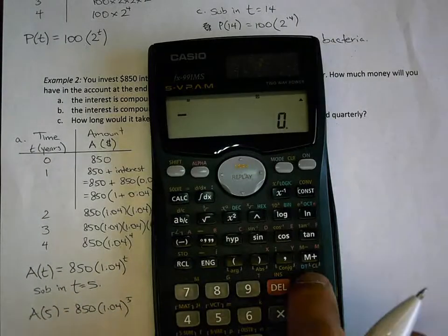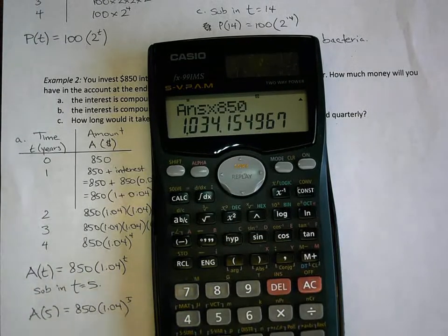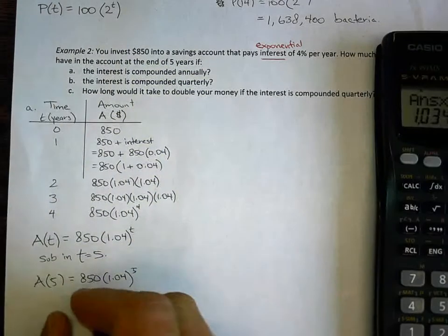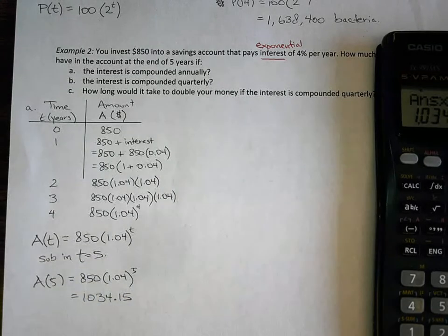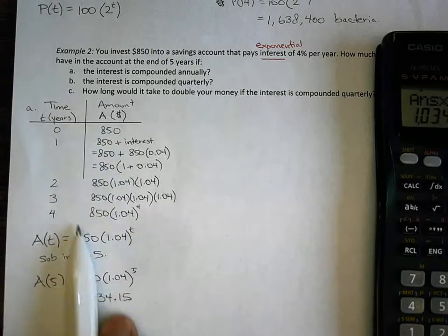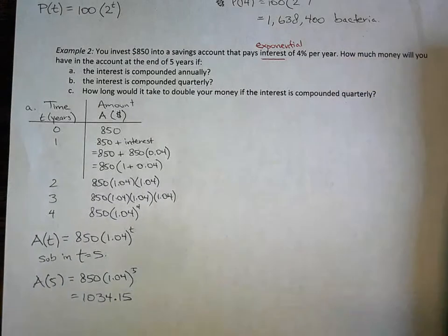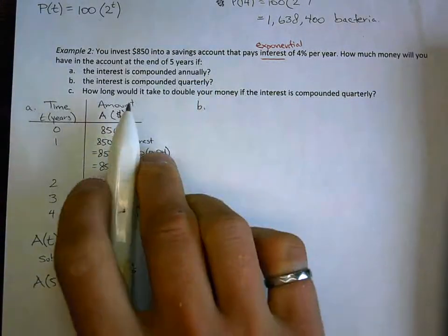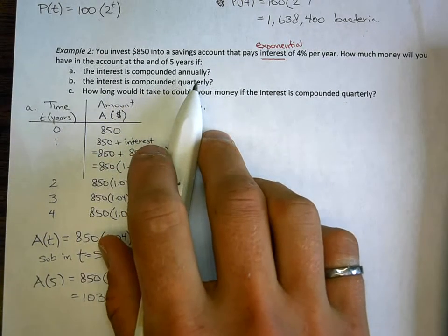Let's do that with our calculator. 1.04 to the power of 5 times 850. That gives you 1,034.15. Wow, that's great. Look at all the extra money you made that you can use to buy a new video game or whatever. Okay, and see how we were able to build this equation using a table. So that helps us model, helps us make equations. Okay, part B. How would this change if the interest was compounded quarterly, meaning every 4 times per year?